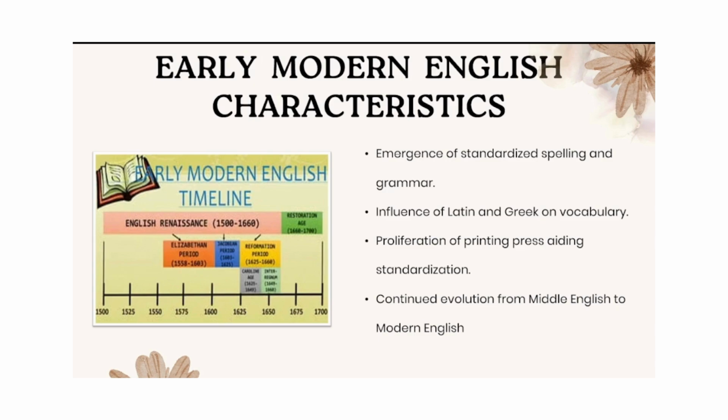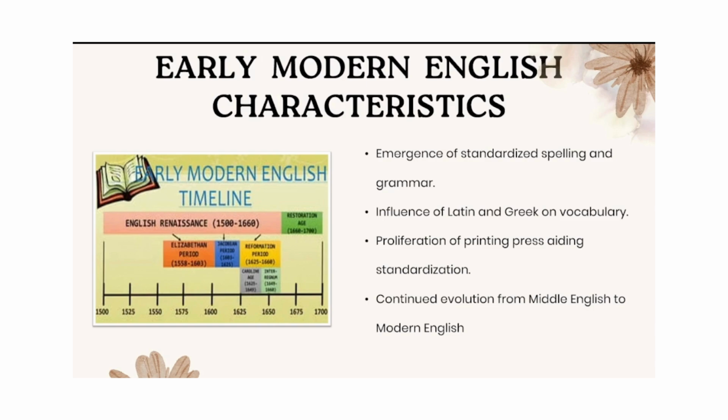Despite these developments, early modern English was still in a state of transition from Middle English to modern English. While many of the features of modern English were beginning to emerge, there were still differences in pronunciation, grammar, and vocabulary that set early modern English apart from the English we speak today. Overall, early modern English was a period of significant change and development for the English language.